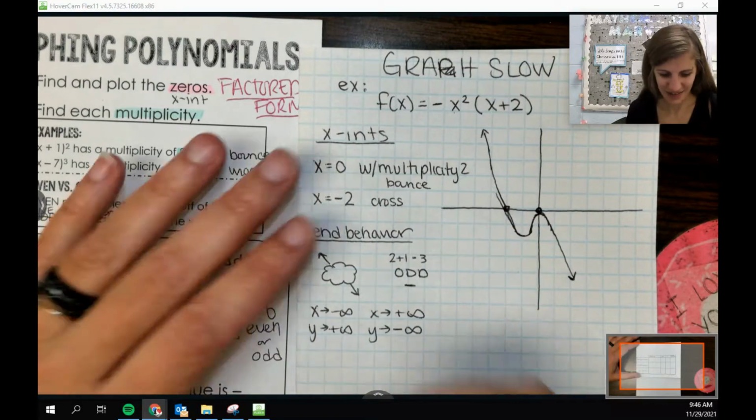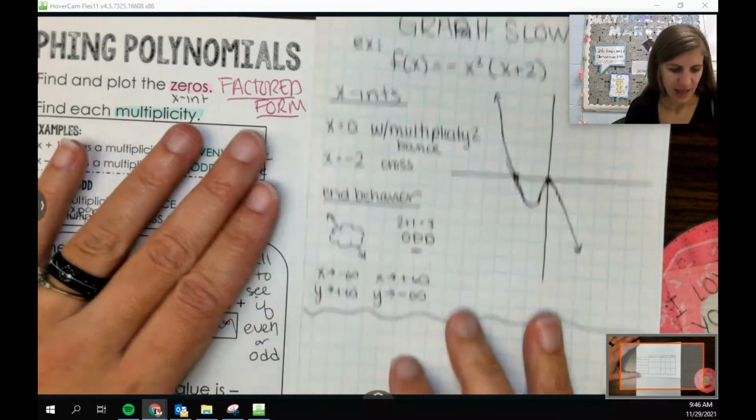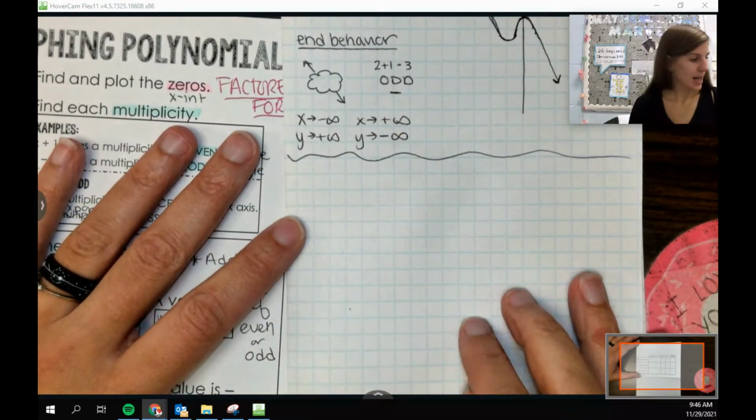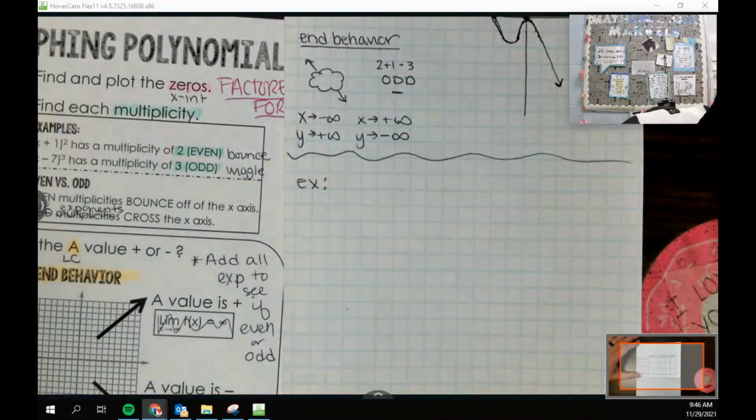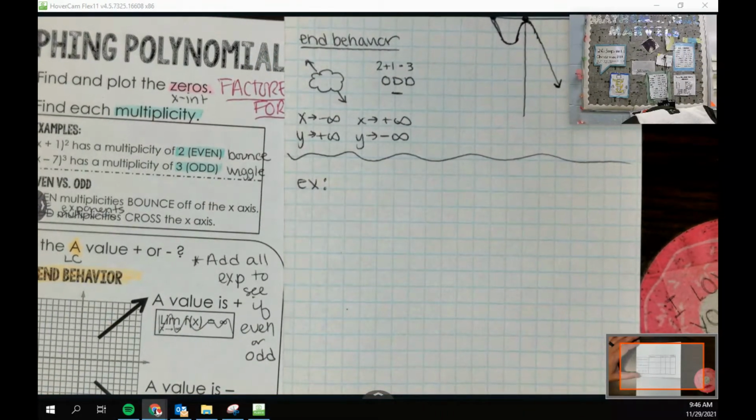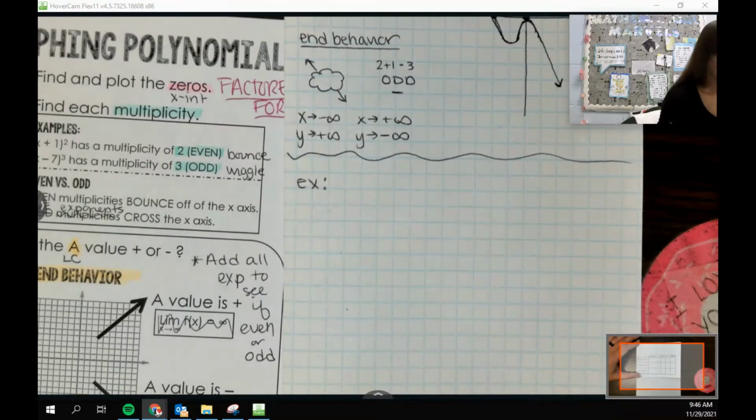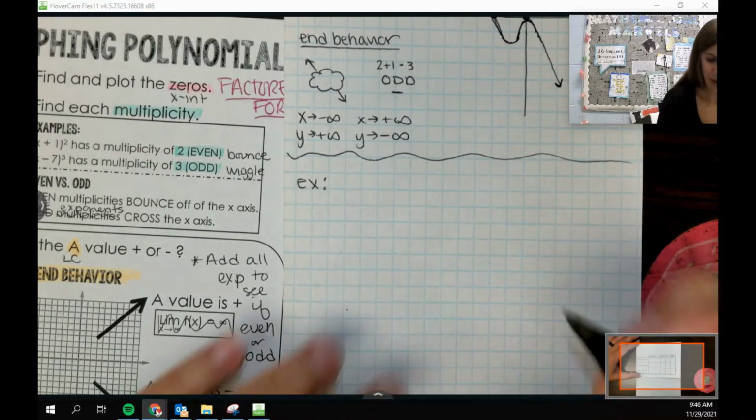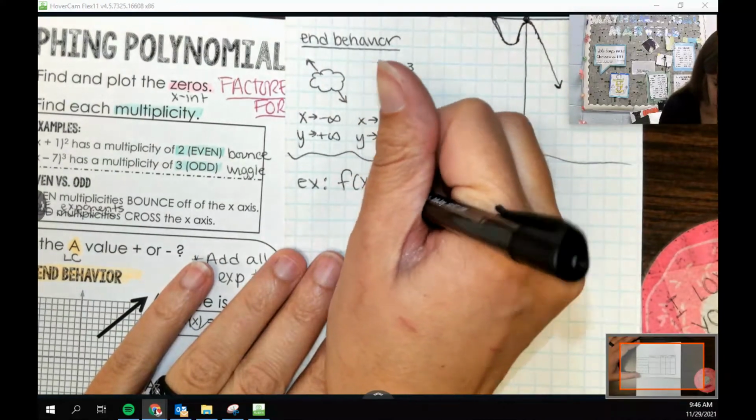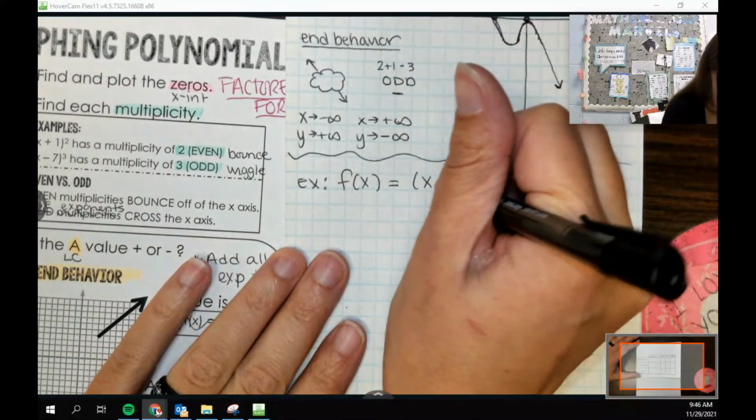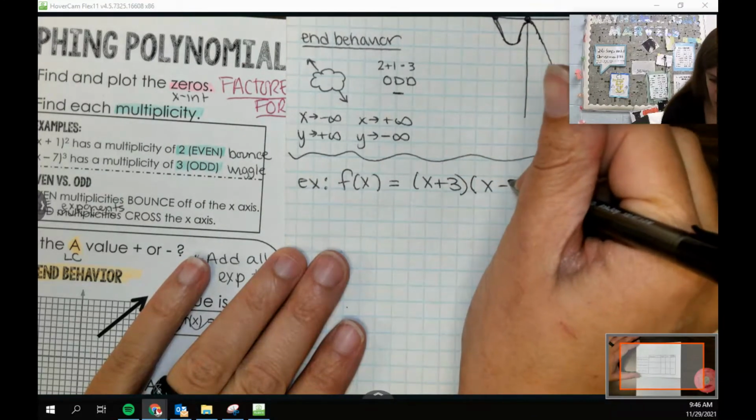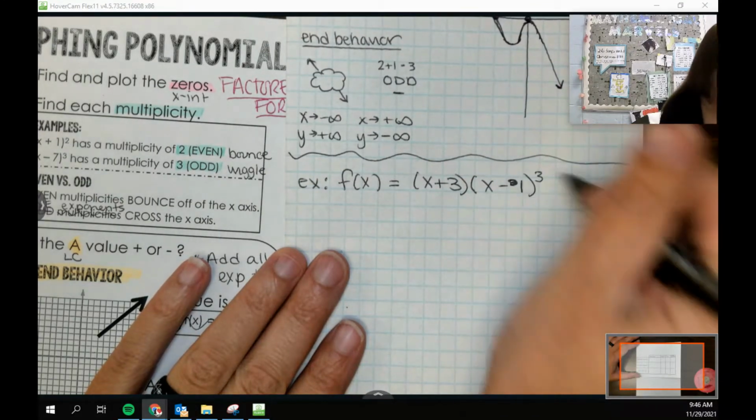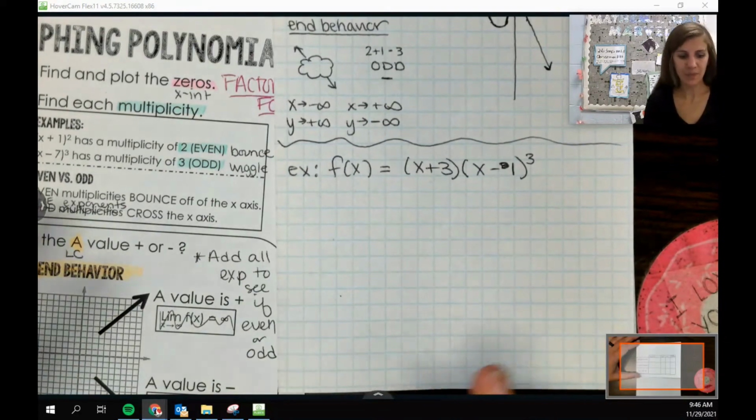Let's try again. Let's try another. Okay, scooching that one up. I'm going to grab the homework here so I can see how I wrote this. Okay, let's say we have x plus 3, parenthesis x minus 1 to the 3rd. That's what I want to do.